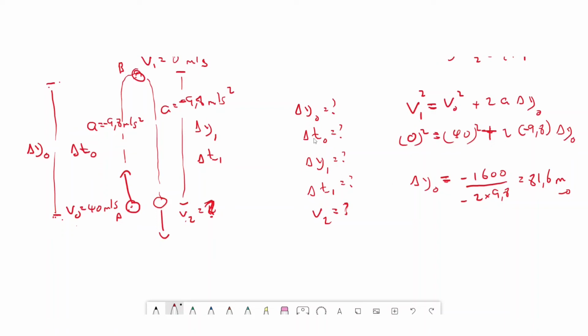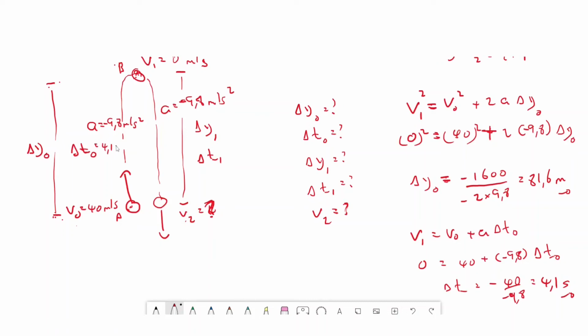All right, now what about delta t0? We can find delta t0, right? It's the time from A to B, right? The final velocity we have, the initial velocity we have, so we can use the equation that says v1 = v0 plus a delta t0, okay? What is v1? 0. This one, 40. This one, minus 9.8. That's very important that you put the minus, delta t0, right? So delta t0 is going to be minus 40 divided by minus 9.8, which is 4 point something, 4.1 seconds. So it's going to take 4.1 seconds to move from A to B. All right, so this is going to be 4.1 seconds.